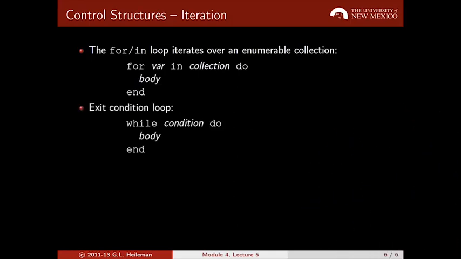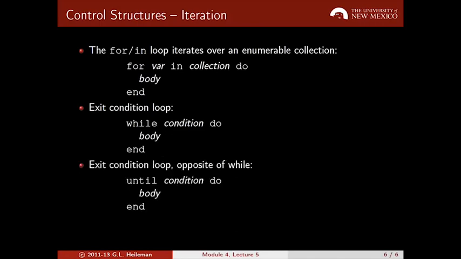There's also an exit condition loop. The first loop I've shown here is an entry condition loop. In other words, the body always gets executed at least once. A while loop is an exit condition loop. Only while that condition is true will that body be executed. And so if it tests false the first time around, or nil the first time around, the body's never executed.